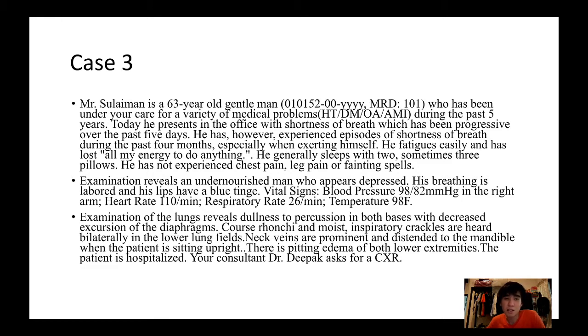He fatigues easily and has lost all his energy to do anything. He generally sleeps with 2, sometimes 3 pillows. Sounds like heart failure. He has not experienced chest pain, leg pain, or fainting spells. Examination reveals an undernourished man who appears depressed. His breathing is labored and his lips have a blue tinge. Vital signs: blood pressure is on the lower end, 98/82 in the right arm, heart rate 110 is high, respiratory rate of 26 is high, temperature 98 Fahrenheit. How much is that in degrees Celsius?